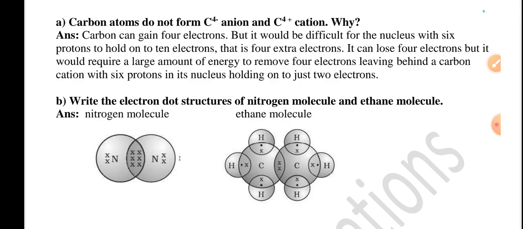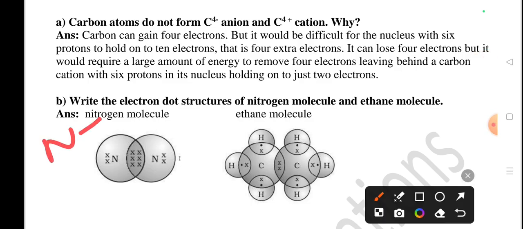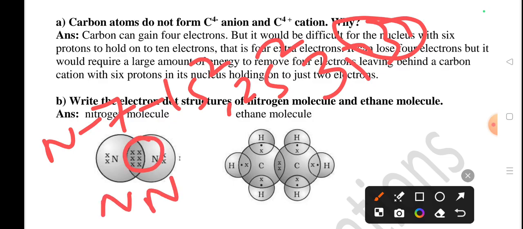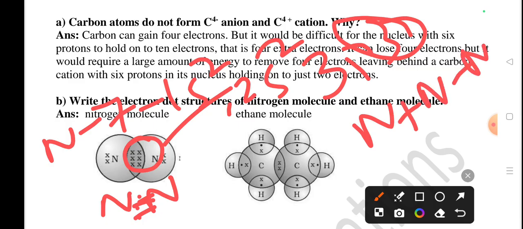Nitrogen molecule, nitrogen's atomic number is 7. Then electronic configuration 1s2, 2s2, 2p3. Then in the outermost orbit, how many electrons are there? 3 electrons are there. Those 3 electrons of a single nitrogen react with another single nitrogen and they form a triple bond. 3 bonds. Okay, that's why it's N plus N, N2.